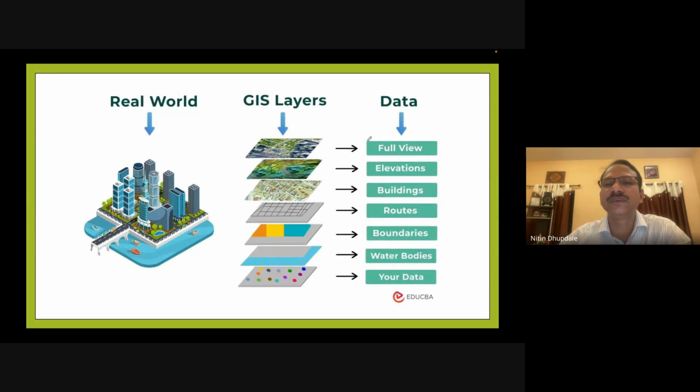So we know GIS. Does anyone know GIS, how it works, how it is done? Has anybody done any project in GIS? Work with GIS?